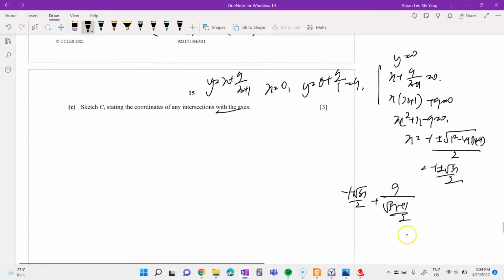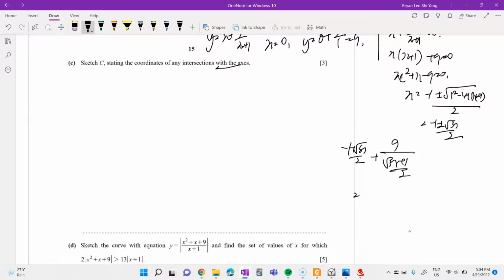Okay, this would equal, goes to 18 times 37 plus 1, goes to 18 over 36, goes to half.